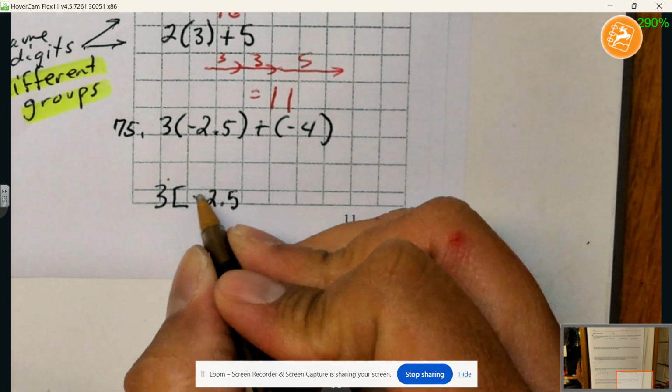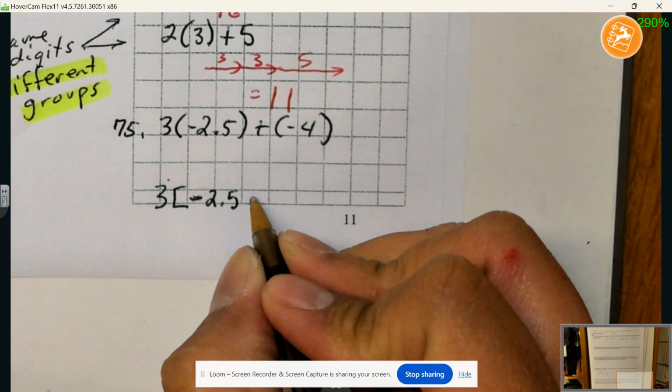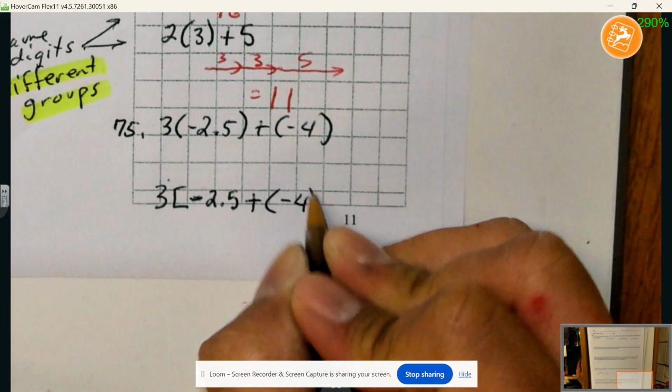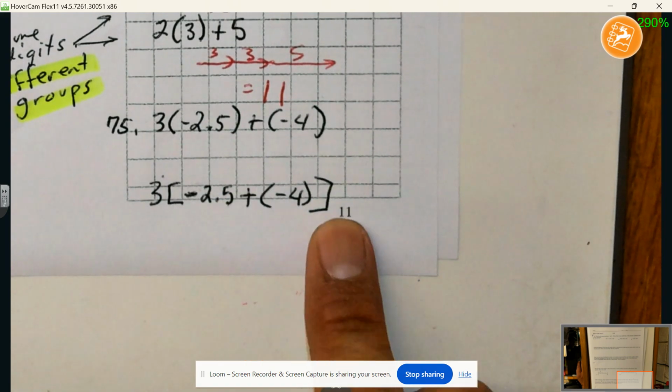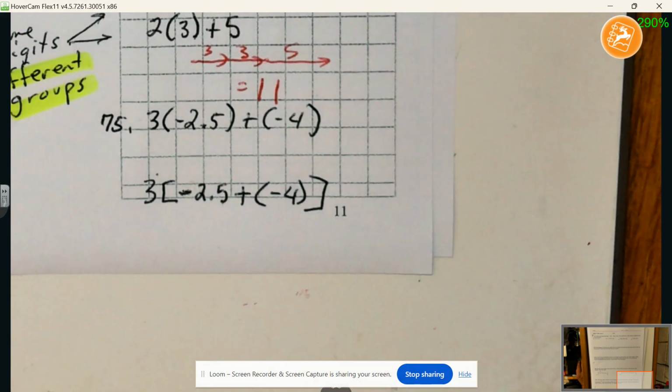Negative 2.5 plus negative 4. Okay, so we can see it looks pretty similar. Looks the same. So how would these diagrams be different?